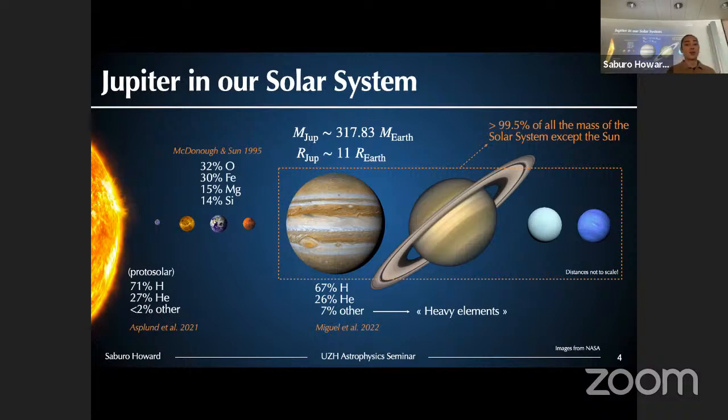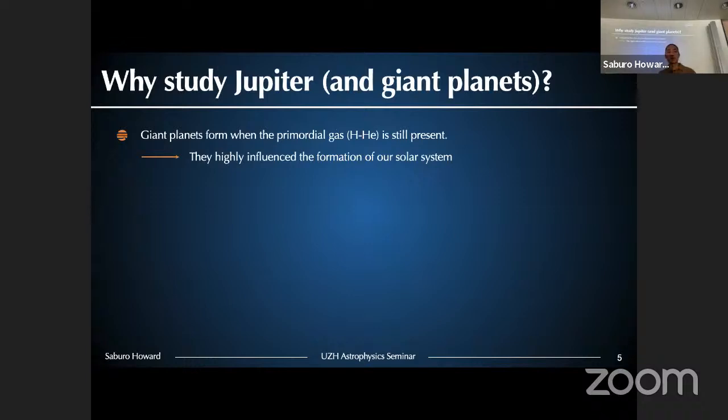And this is one of the first reasons why we study a planet like Jupiter, because Jupiter and the other giant planets are made of this primordial gas, namely hydrogen and helium. And that's why we think that they highly influenced the formation of the solar system.